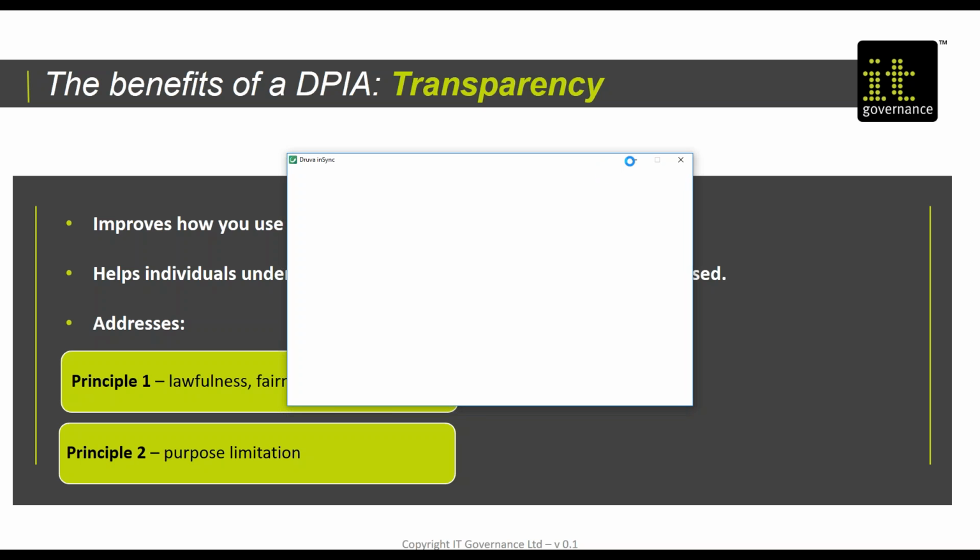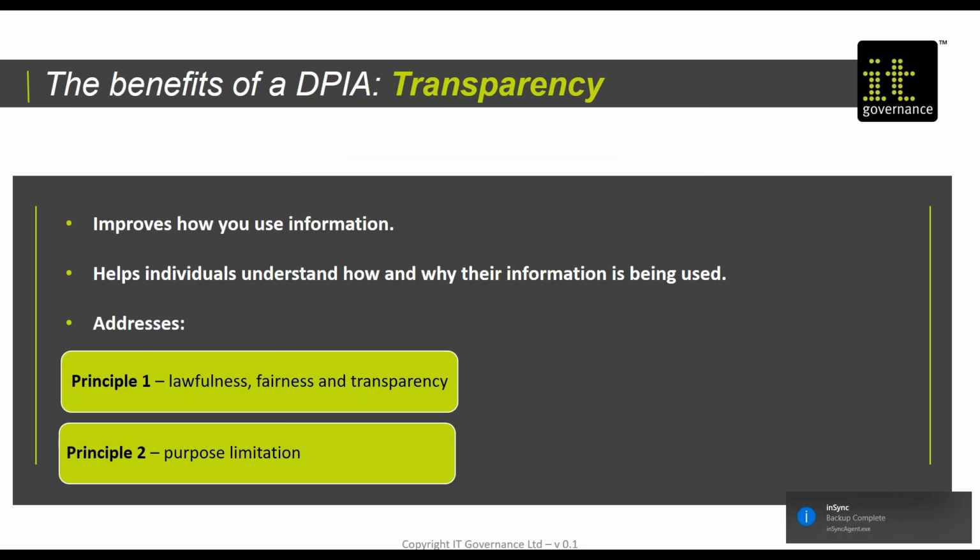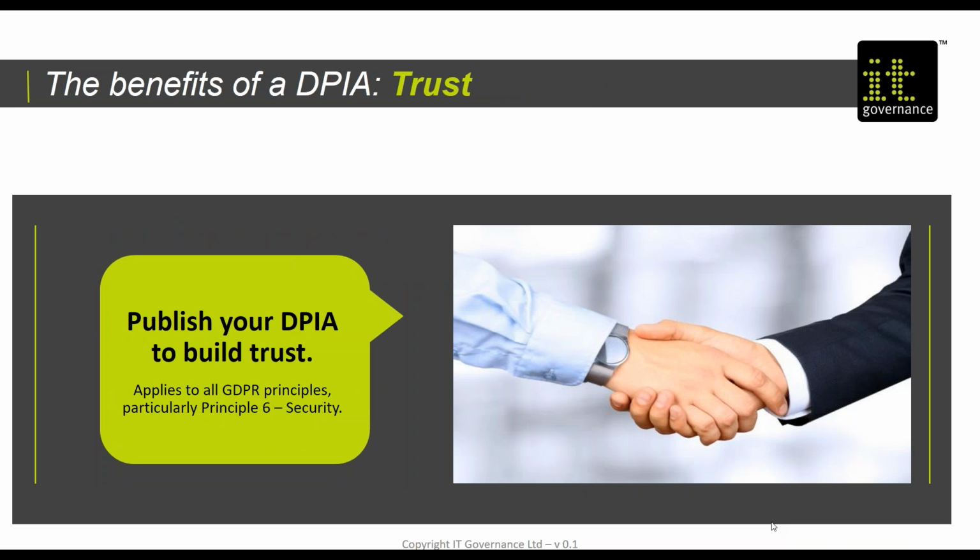So the two principles of GDPR, which this is going to help you deal with. The first principle, which is that data must be processed lawfully and fairly. And the second principle, which is that the amount of data that you collected must be limited to the purpose that you set out to collect the data for. So first two principles met by DPIA, and the business benefit of being transparent with data subjects as to what you're doing and why you're doing it.